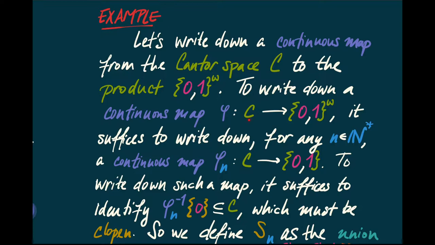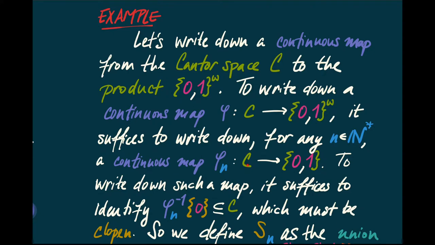Well, what do I have to do to write down a continuous map from C to this product? My universal property says that I have to write down, for every positive natural number n, a map from C to {0, 1} with the discrete topology itself. This is the nth factor in this infinite product. So now instead of writing down a single continuous map to something that's a little mysterious, I'm going to write down an infinite family of continuous maps to something that's very familiar. I've traded off the task of writing down a continuous map into something I don't know that much about with the task of writing down a continuous map to something that I do understand, but now I have to do it infinitely many times.